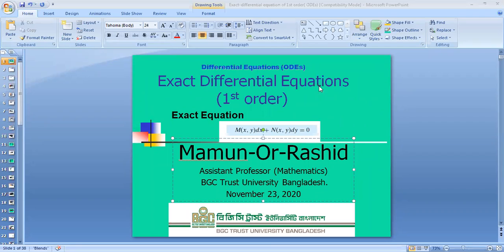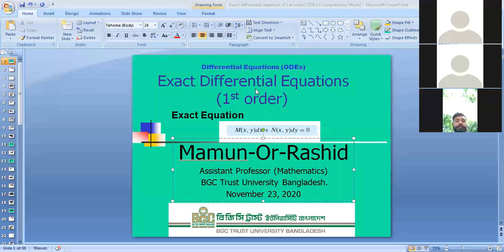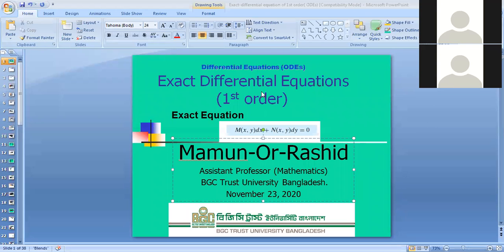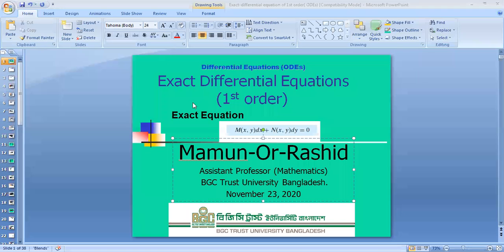Okay, today we'll start another type of differential equation: exact differential equations of first order. In the previous lectures we studied first order ordinary differential equations by the variable separable method and the linear differential equation method, and now we will study exact differential equations of first order. So today we will start with the exact differential equation.